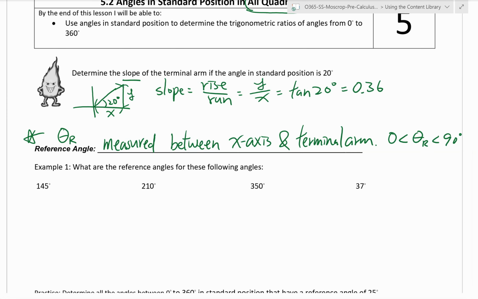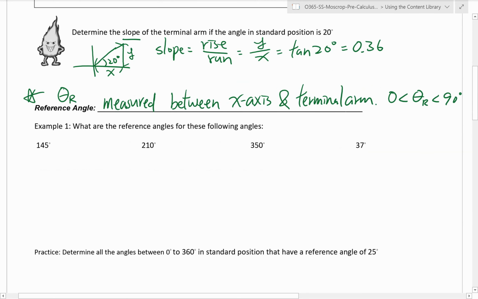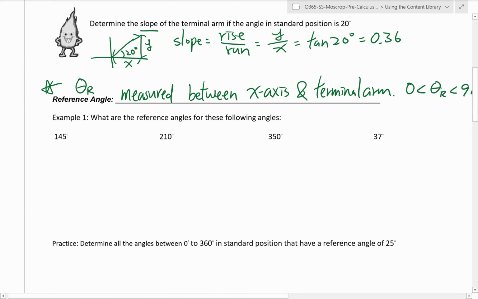I'll show you some examples. First example, it says, what are the reference angles for these following angles? So we have 145 degrees. First of all, let's draw 145 degrees. Where is 145 degrees? These angles are angles in standard position, so it's going to start from positive x-axis and rotate counterclockwise. Recall each quadrant, from here to here, will be 90 degrees. So 145 is going to end up in the second quadrant, because if you go full two quadrants, that will be 180. So it's not going to be full two quadrants. It's going to be a quadrant and a bit.